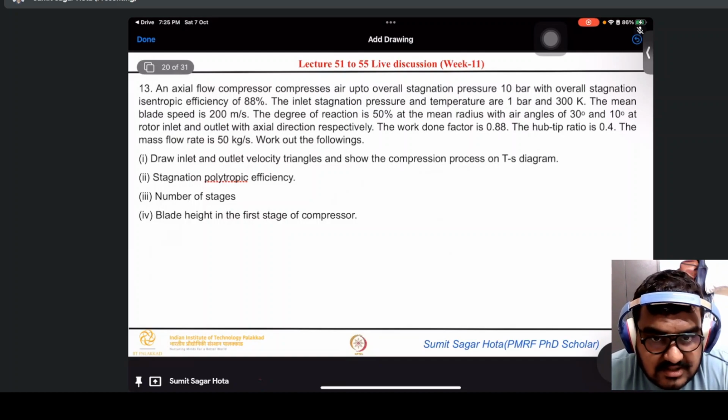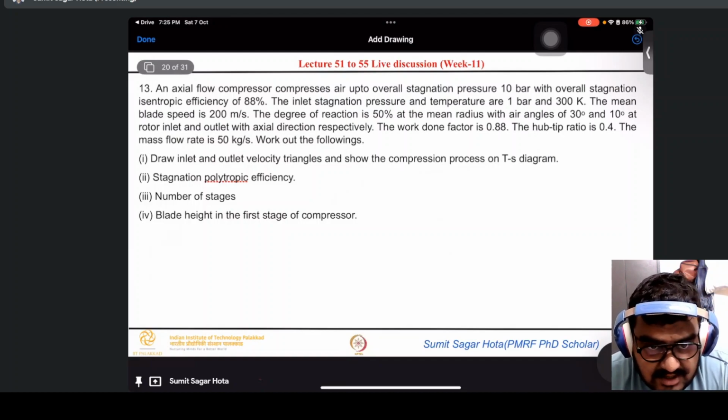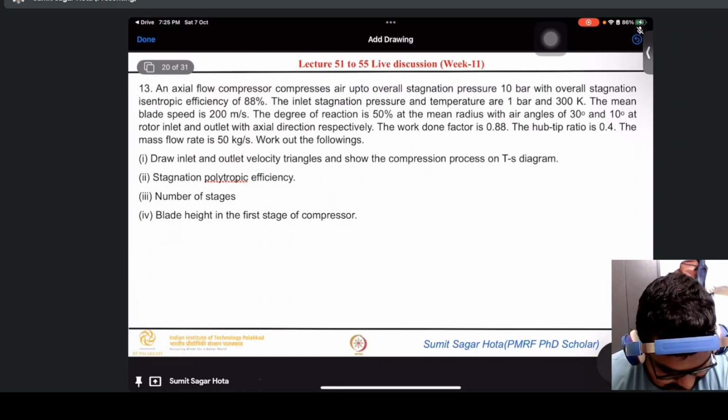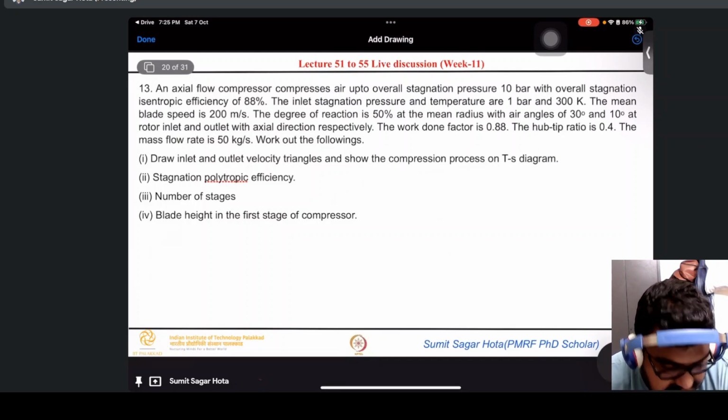Work out the following. What are the things we have to work out? Draw the inlet and outlet velocity triangle and show the compression process in TS diagram. Stagnation polytropic efficiency, number of stages, blade height in the first stage of the compressor. This is a very long question and we will solve it.